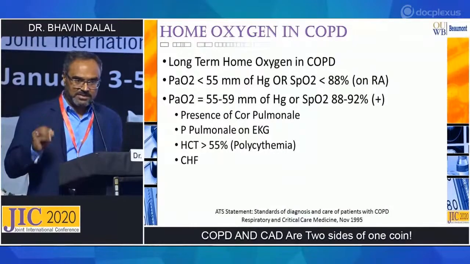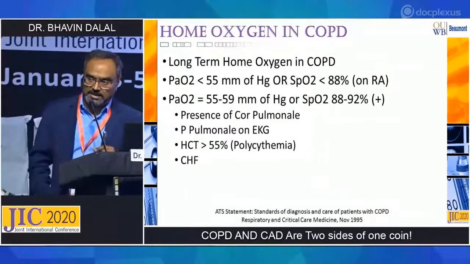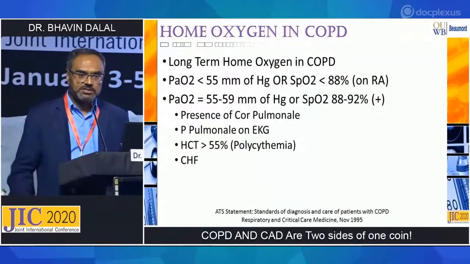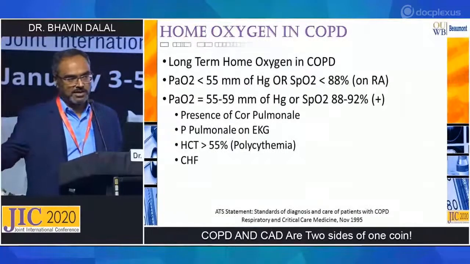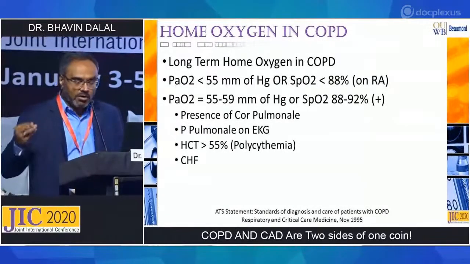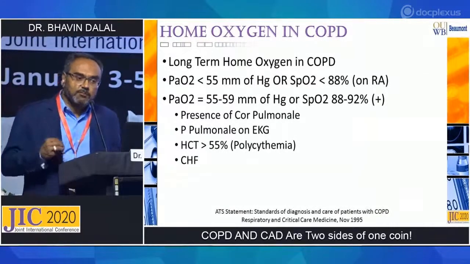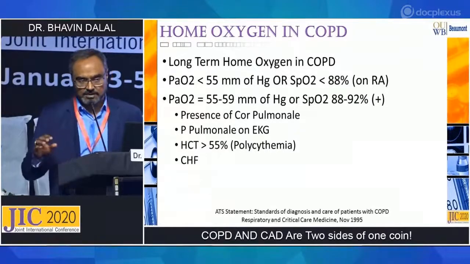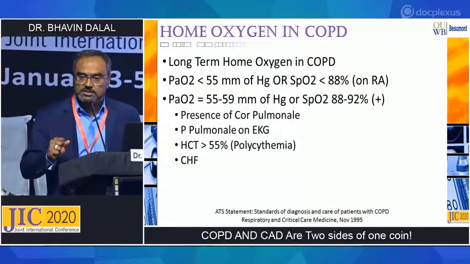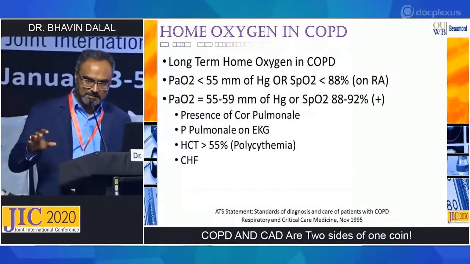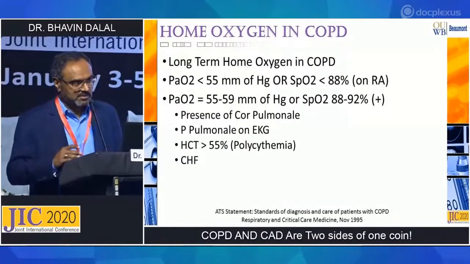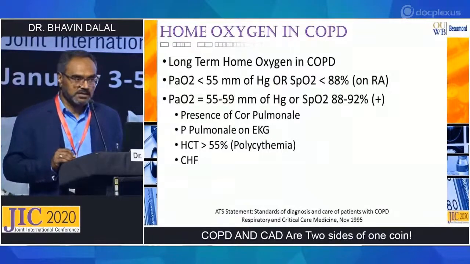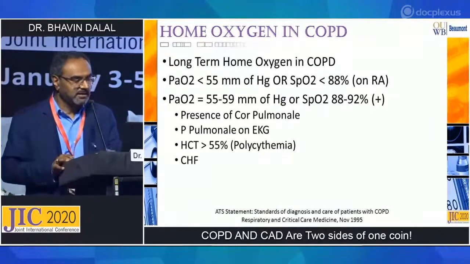Now, if the people have a PaO2 between 55 to 59 or SpO2 88 to 92, they need an additional qualifier, for example, P pulmonale or cor pulmonale or CHF, or polycythemia, then they are going to get benefit from home oxygen therapy. Our patient did not have any of those things and his saturation was 90%. I did not give you the values of the ABG, but assuming the PaO2 is more than 60, he doesn't require home oxygen. So that option was incorrect.